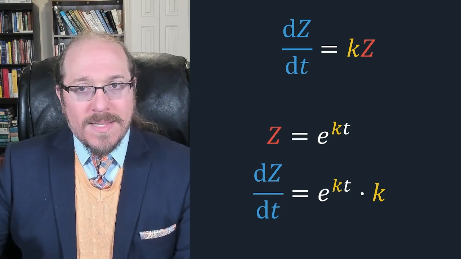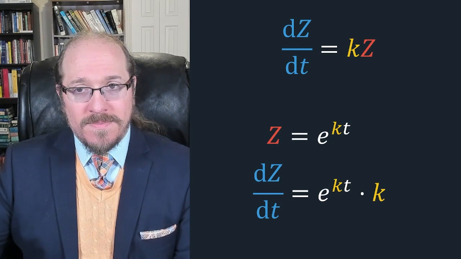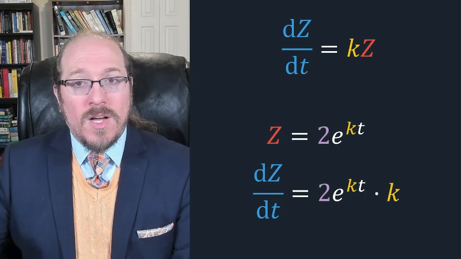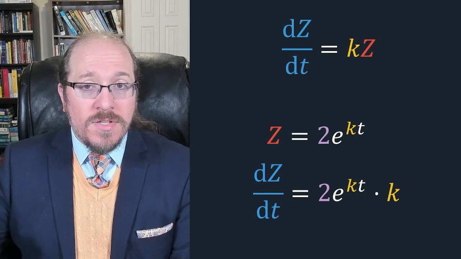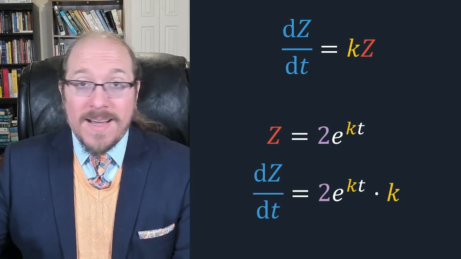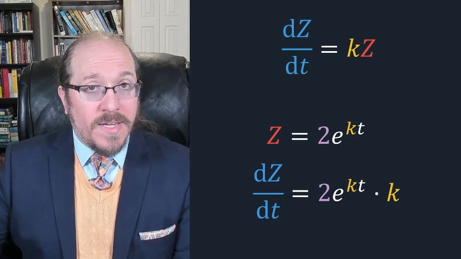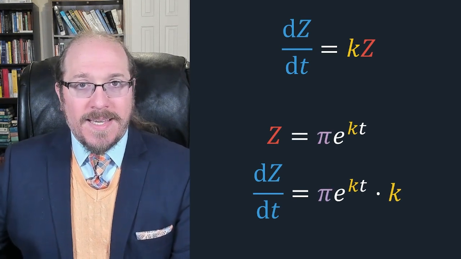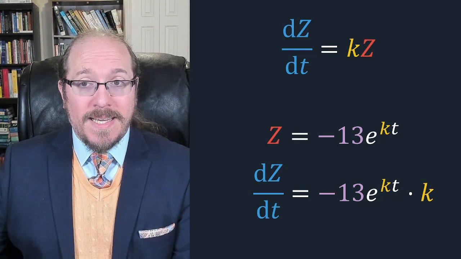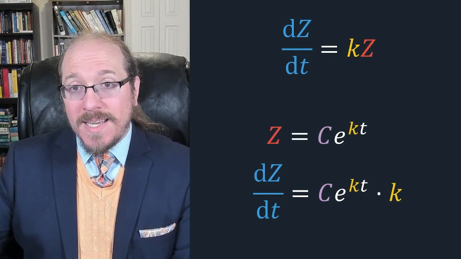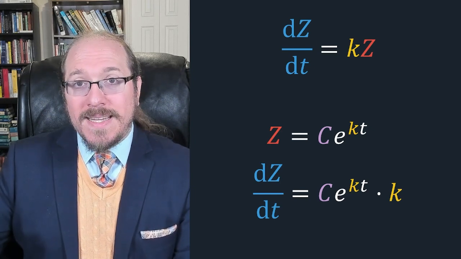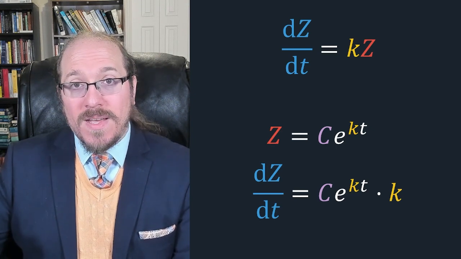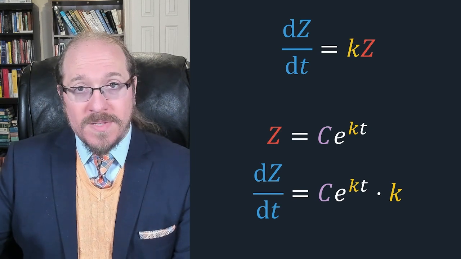Let me reiterate that. This is a solution to the differential equation. It's not the only one. For example, z equals 2 times e to the kt would also work. When we take the derivative, we get 2e to the kt times k, again because of the chain rule. So once again, the derivative is k times the original function. The same goes for pi times e to the kt, or negative 13 times e to the kt. In fact, for any constant c, the function z equals c times e to the kt is a solution to the differential equation dz over dt equals kz. So this is in fact the most general solution.